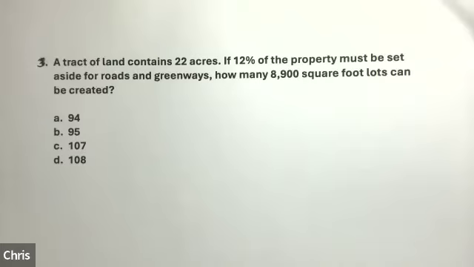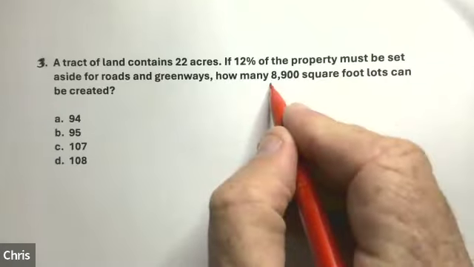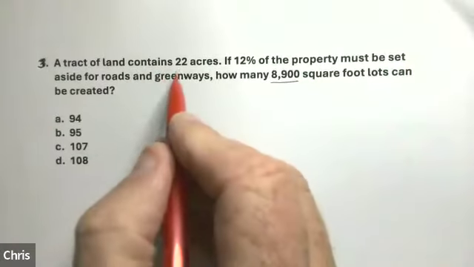And here's another interesting question that we can do with the measurements. Notice in this case, it tells us that a tract of land contains 22 acres. If 12% of the property must be set aside for roads and greenways, how many 8,900 square foot lots can be created? So roughly what we're looking at here is how many of these can I get out of this?